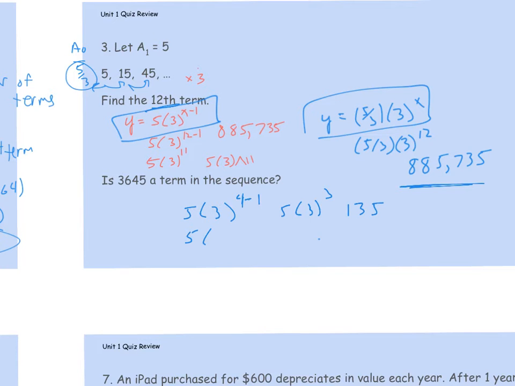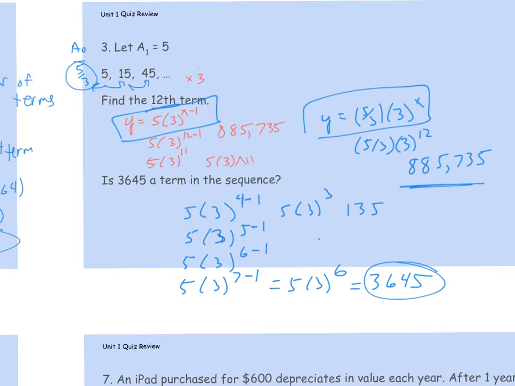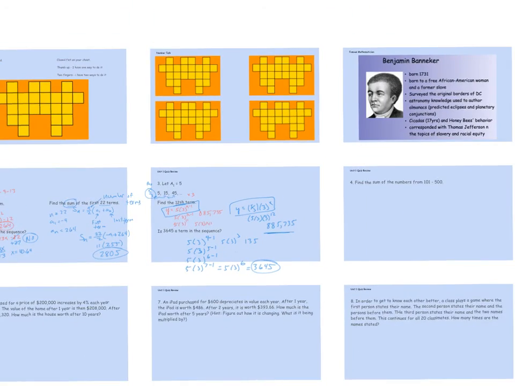So I would just keep going like this, and I think when I got to the 5 times 3 to the fifth, 5 minus 1, 5 times 3 to the 6 minus 1. I think when I actually got to 5 times 3 to the 7 minus 1 power, that's 5 times 3. You just got to kind of plug this into your calculator and try it. 7 minus 1 is 6. Let's see what I got. Yeah, I get this. 3,645. So it is the 7th term in this sequence, so it does actually fit in there. So we're good to go there.